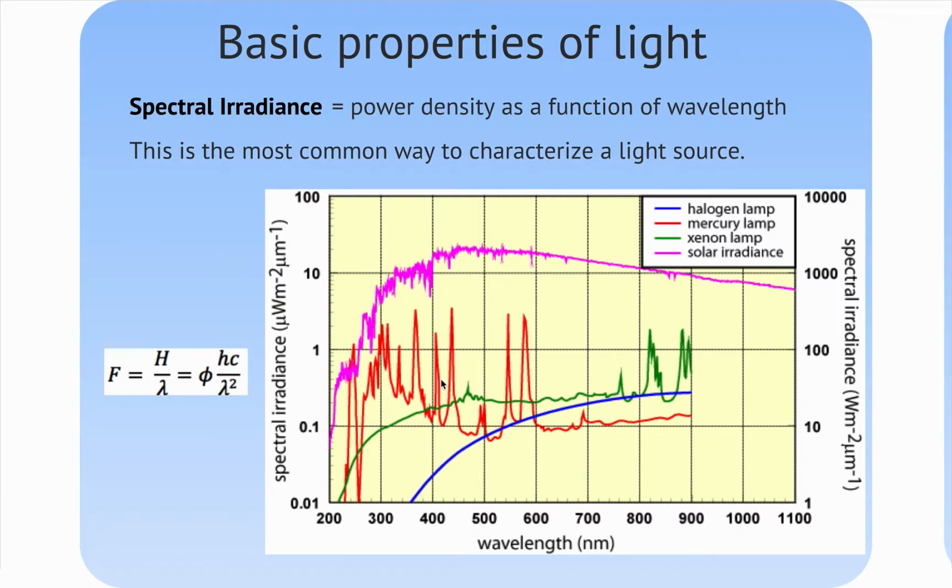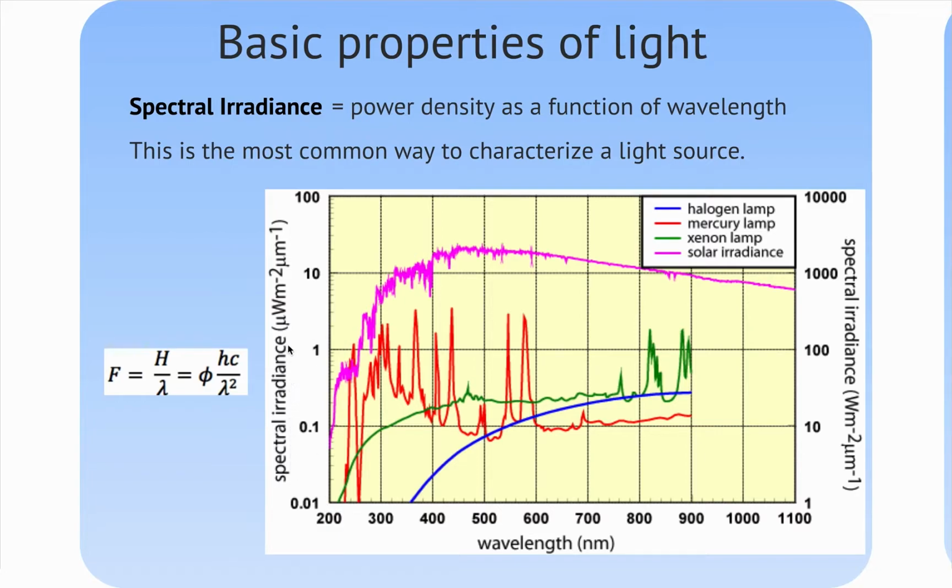Okay, so moving on to a few other properties. We have things like spectral irradiance. This terminology is new to us, so we need to understand what these things mean. Spectral irradiance essentially refers to power density as a function of wavelength. This is the most common way to characterize a light source. So when you look up light sources, you will see something like this.